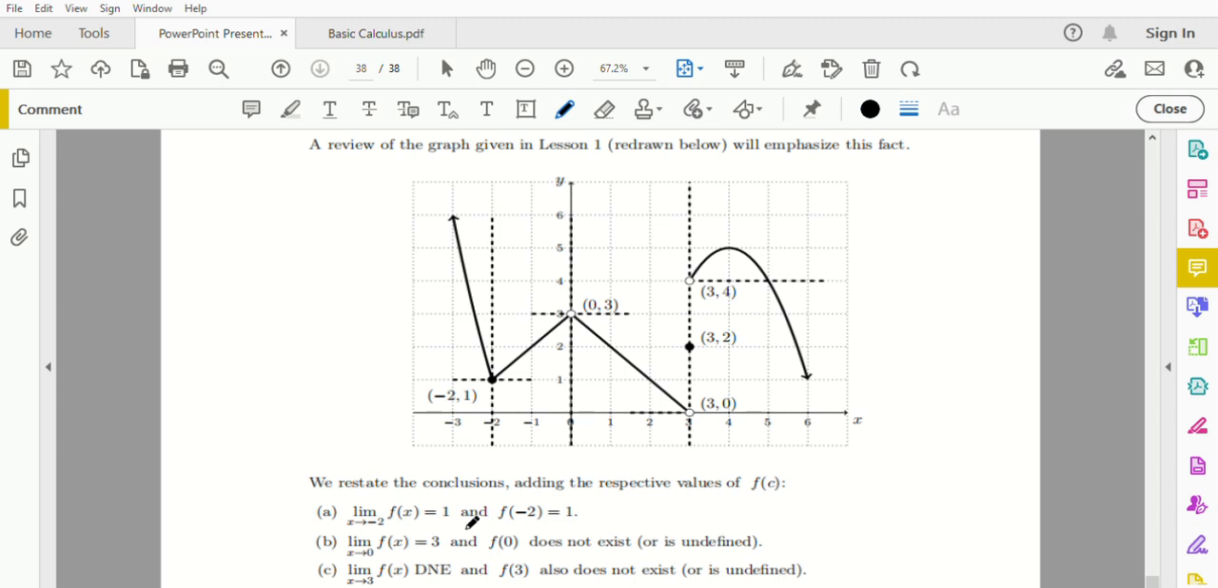And last, letter C, the limit does not exist. Because the first one is 0, the second one is 4, so these two are not equal, so it does not exist. So it's from the left and from the right. And of course, at 3, this is the shaded part.